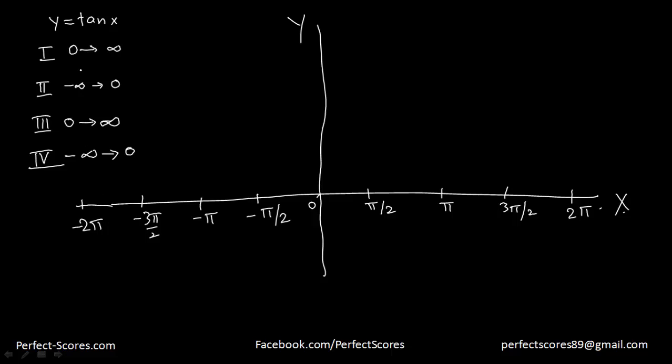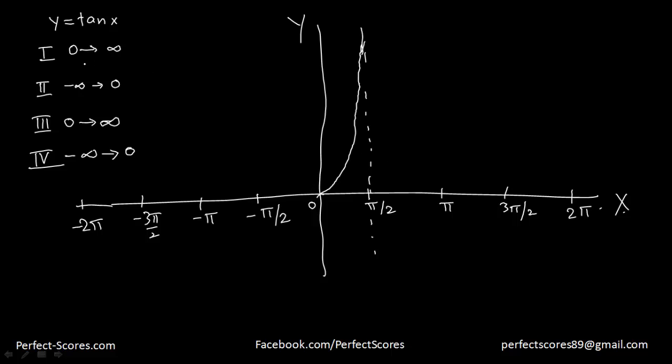Now, in the first quadrant, which is from 0 to pi by 2, it goes from 0 all the way to infinity. Let's suppose this is the line for the first quadrant. It's going to go from 0 all the way to infinity. So that is how the line is going to go. It's going to reach up. That is what happens in the first quadrant.